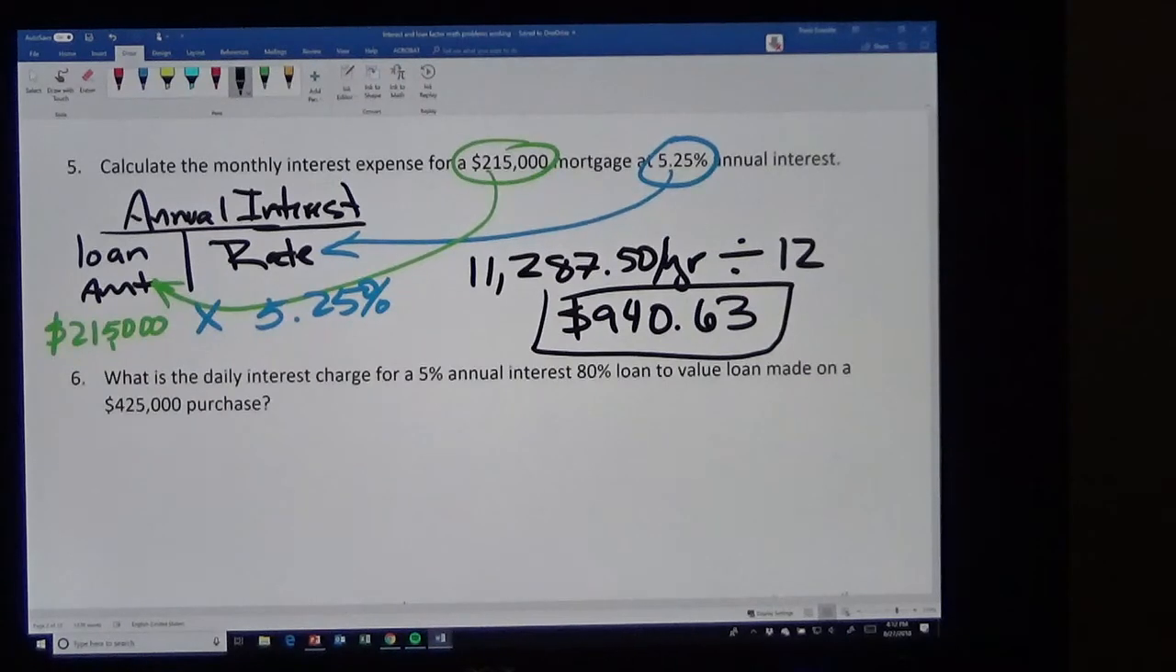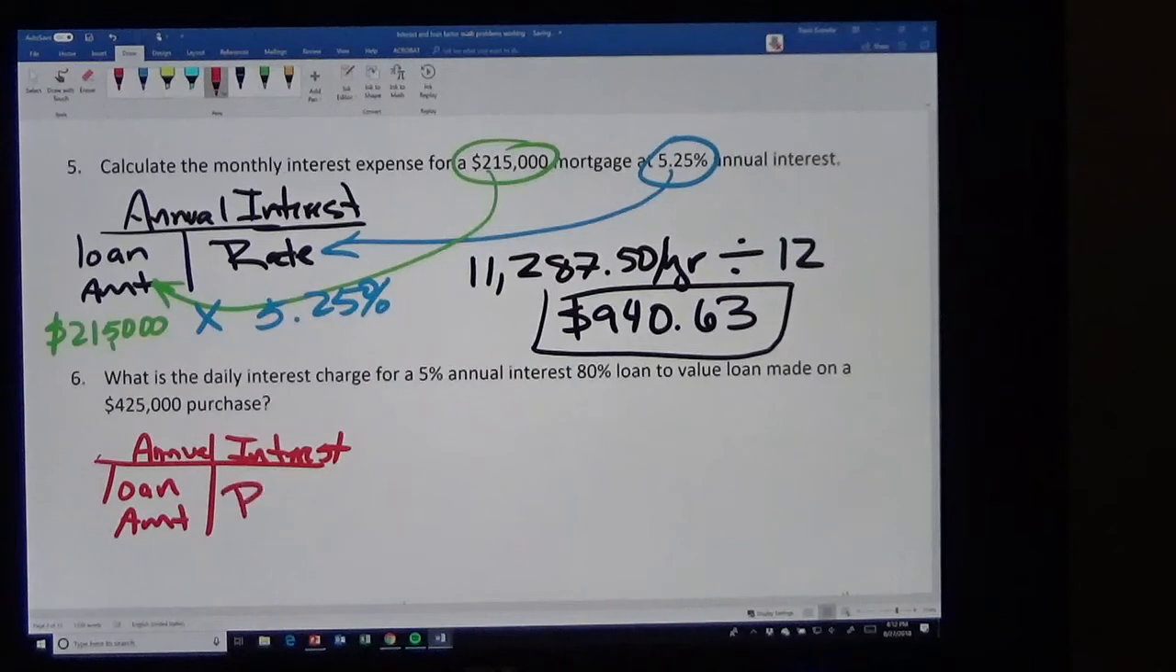Alright, number 6 says, what's the daily interest charge for a 5% annual interest, 80% loan-to-value loan made on a $425,000 purchase? Well, daily interest is just going to be annual interest divided by 360. There are 360 days in the year, so we would figure out the annual interest and divide by 360. And for annual interest, we go back to that same formula we've been using. Annual interest over the loan amount times the interest rate.